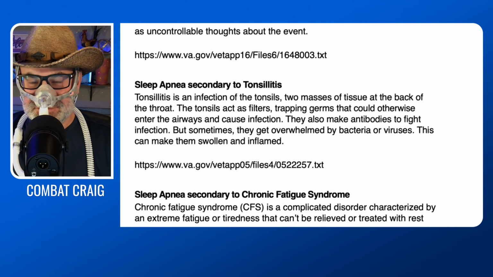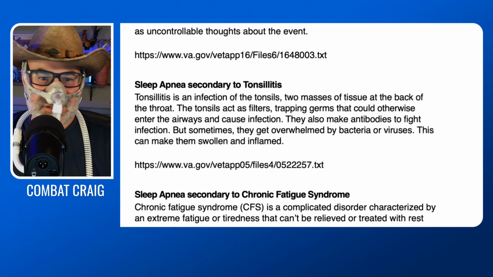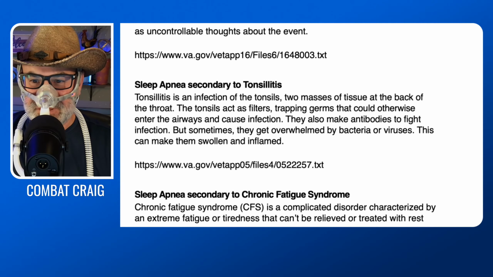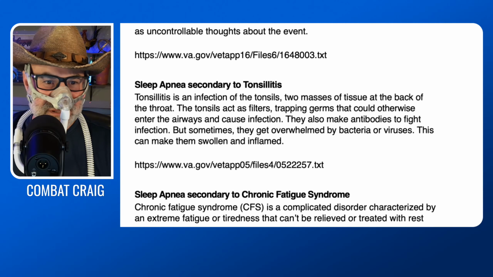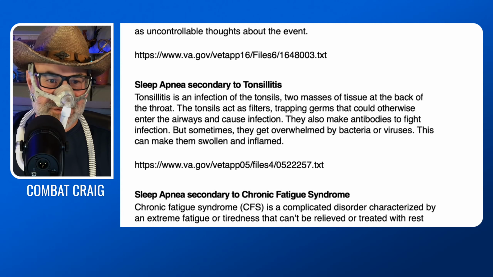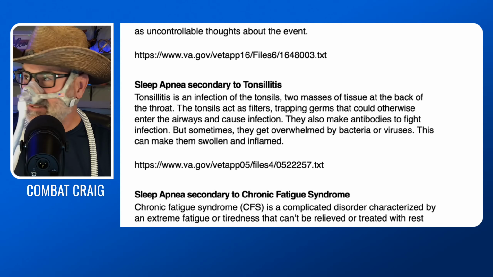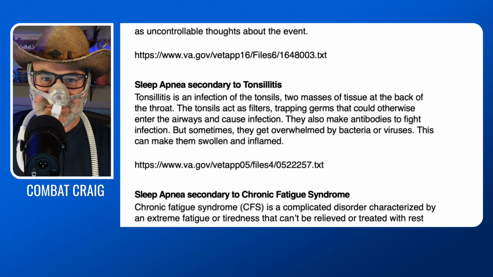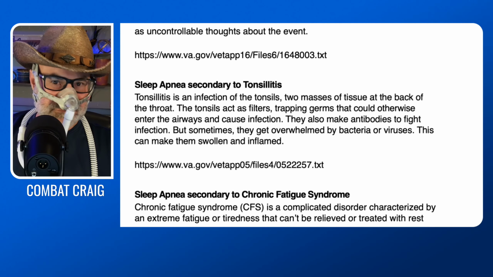So tonsils act as filters, trapping germs that could otherwise enter the airways and cause infection. We've all pretty much known what tonsillitis is. If not, Google it. Let's get into the law part of it.